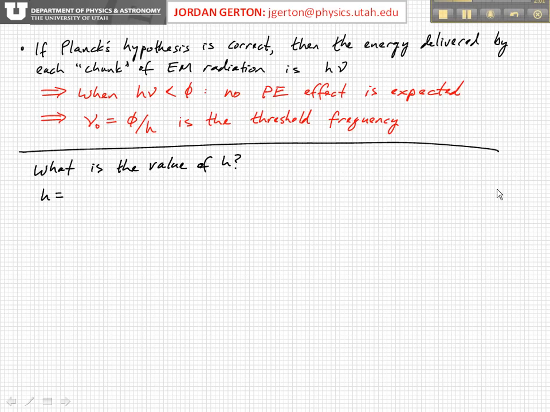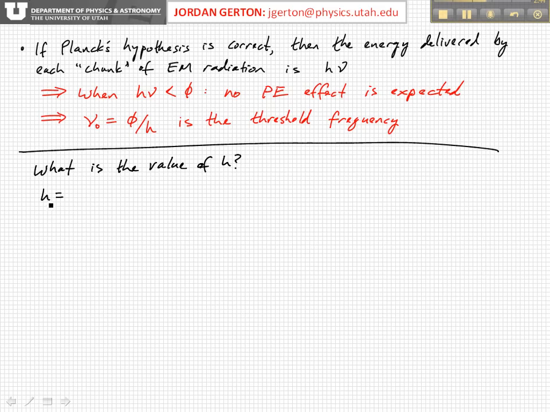Now, before we go on, you may wonder why it took so long to discover the fact that light, in fact, that the electromagnetic energy, is actually delivered in chunks and is not continuous. That is, you don't have a continuous delivery of energy, but rather it comes in discrete parts that are related to the frequency of the radiation by h nu. Well, maybe it helps to see what the magnitude is of Planck's constant.